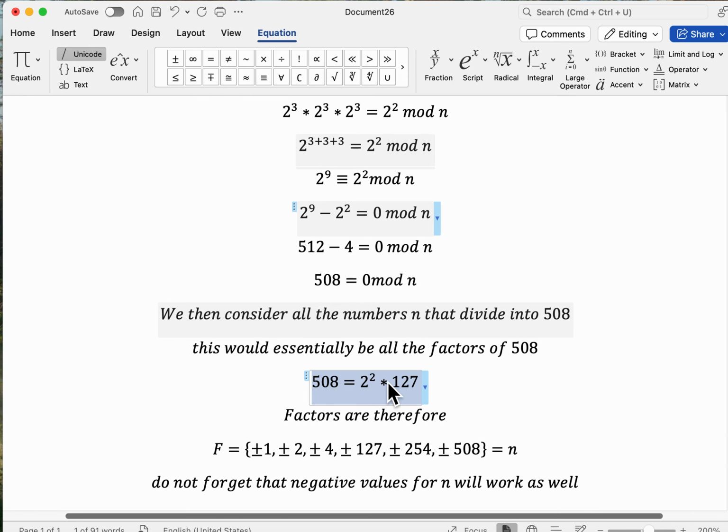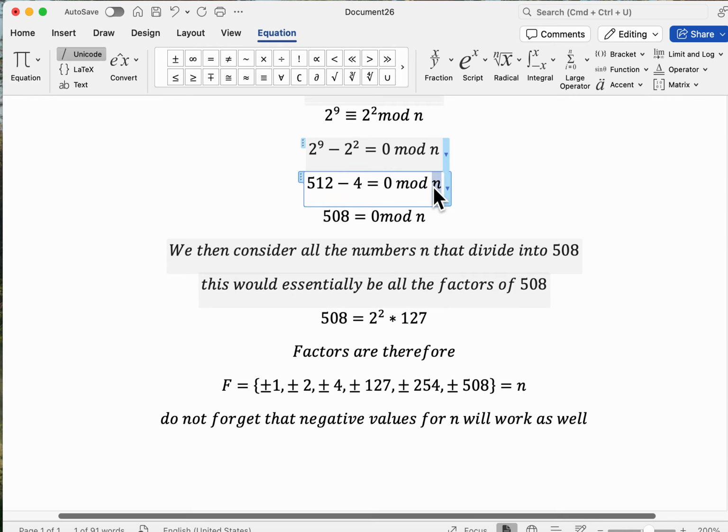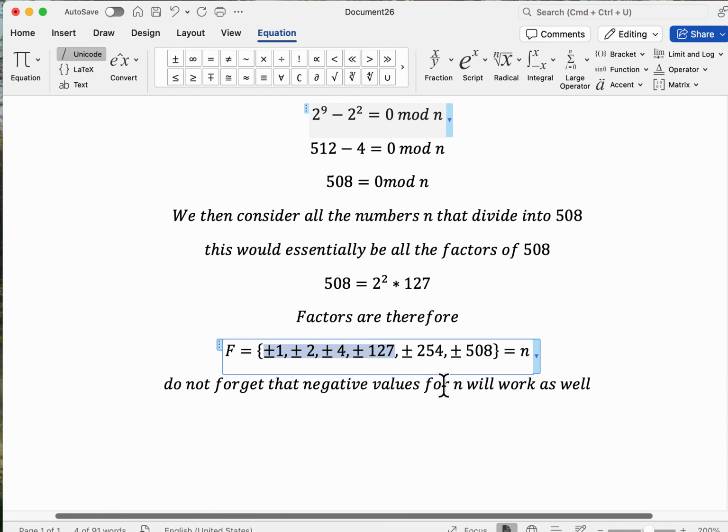But here's a caveat where things are a bit tricky. Remember, we are dealing with Z. The integers start at 0, and there's symmetry about 0, where you have positive numbers on the right and negative numbers to the left. You can also have a negative number as well. So the factors of 508 are 1, 2, 4, 127, 254, and 508.